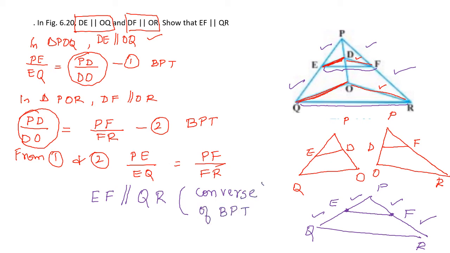If the line is parallel, then the sides are in proportion. The opposite is, if the sides are in proportion, then the lines are parallel. So by converse of BPT, EF is parallel to QR. You just remember this. If you have to show that sides are in proportion, then you write BPT. If you have to show that two lines are parallel, then it is converse of BPT.